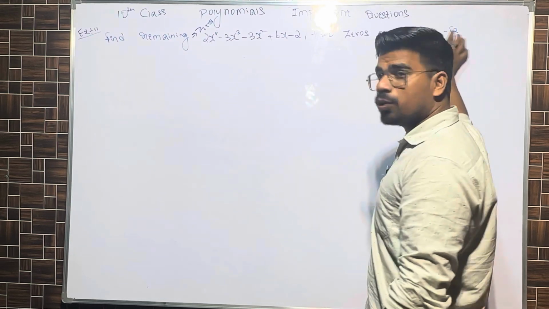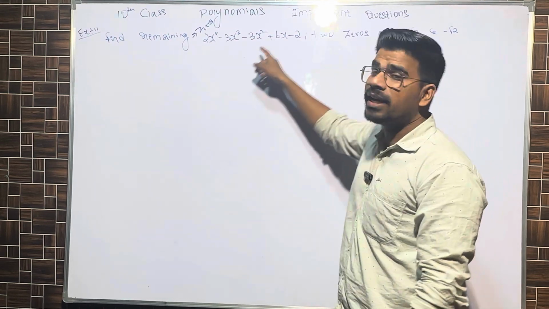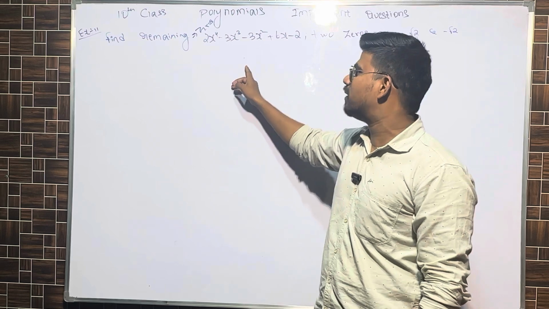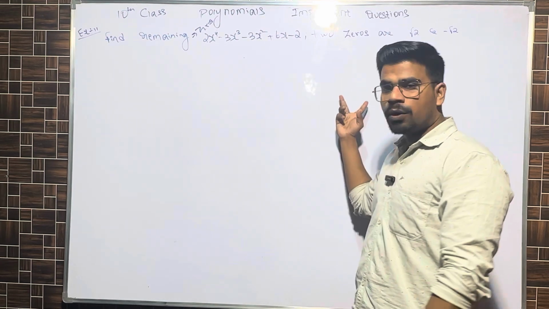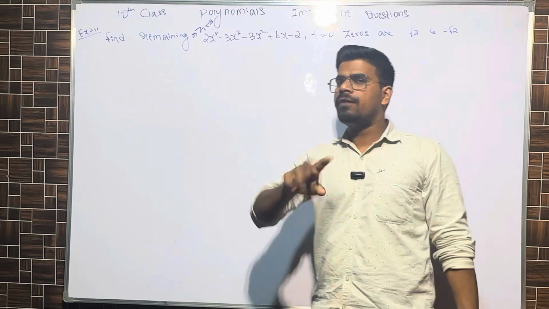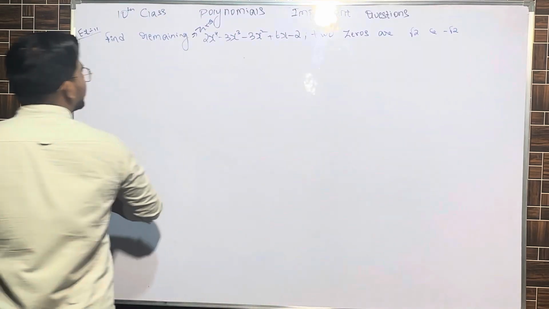2 zeros are given. Using these 2 zeros we'll find the divisor. Once we have the divisor, we'll do the division and find the quotient. After factorizing the quotient we'll get 2 more zeros. Chalo, let us begin.